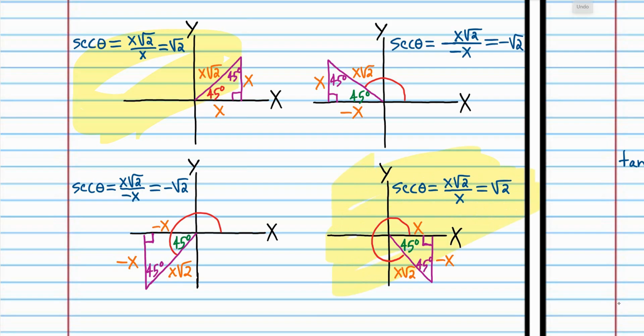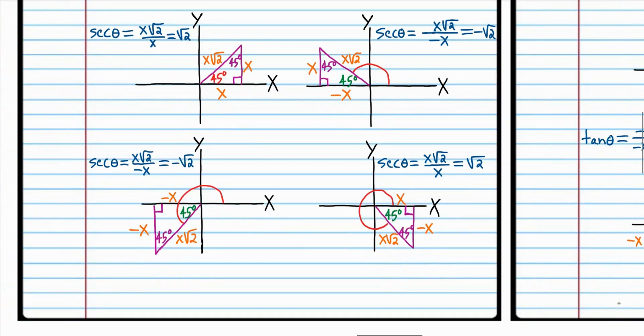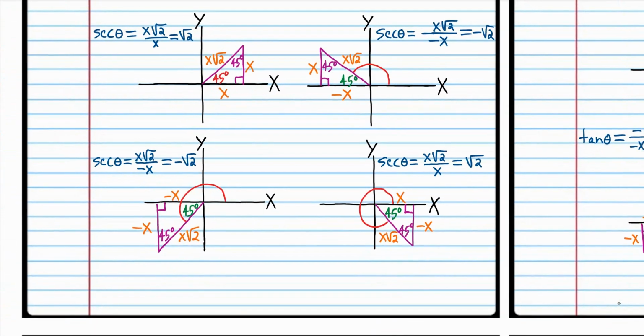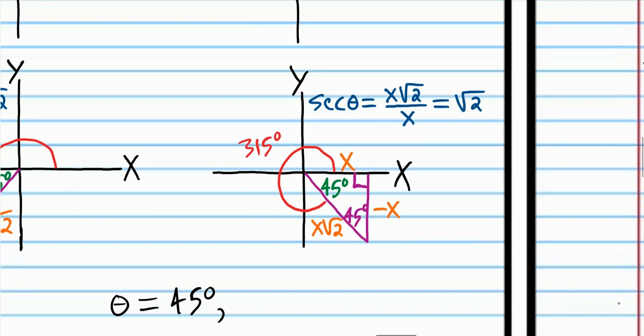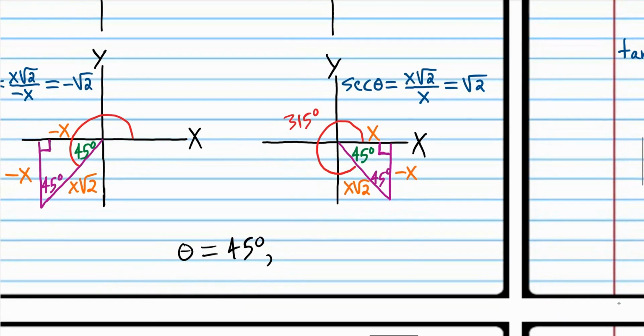So one of the answers is actually 45 degrees. The first quadrant up here, one of the answers is 45 degrees. If you plug in 45 degrees, you're going to get positive root 2. So theta is equal to 45 degrees. But another answer is down here. How many degrees would that be? That's 315 degrees. Again, a complete rotation is 360. Subtract the green, and you get 315.